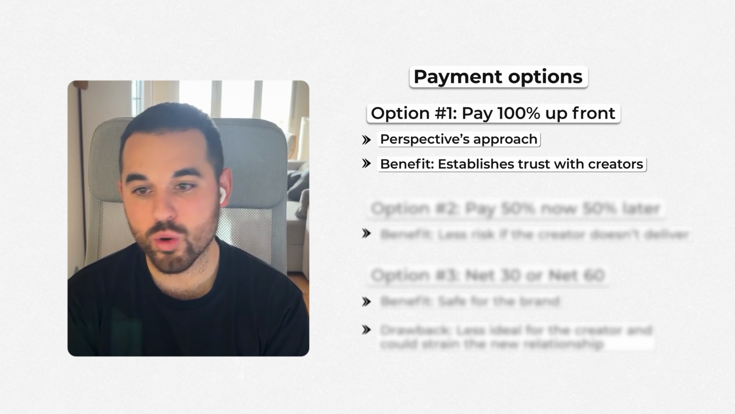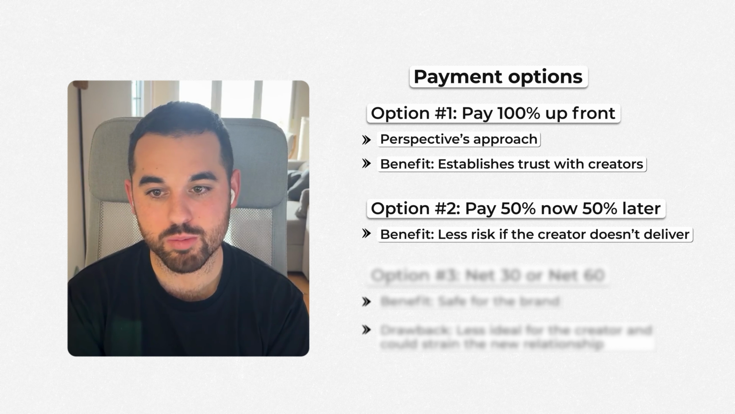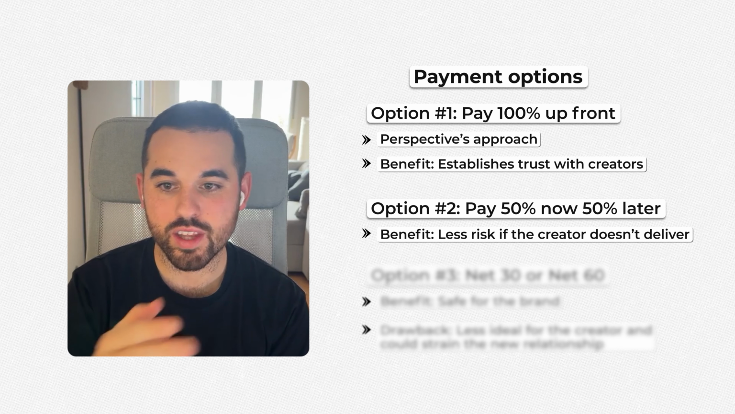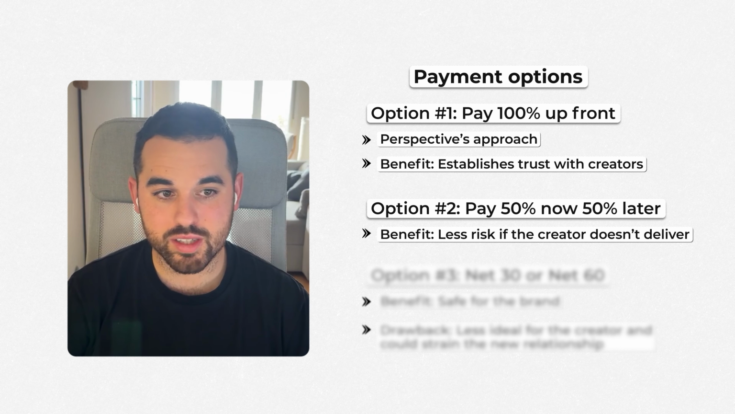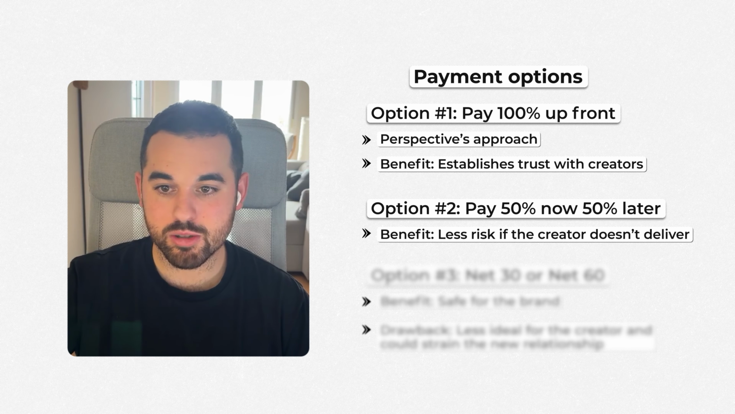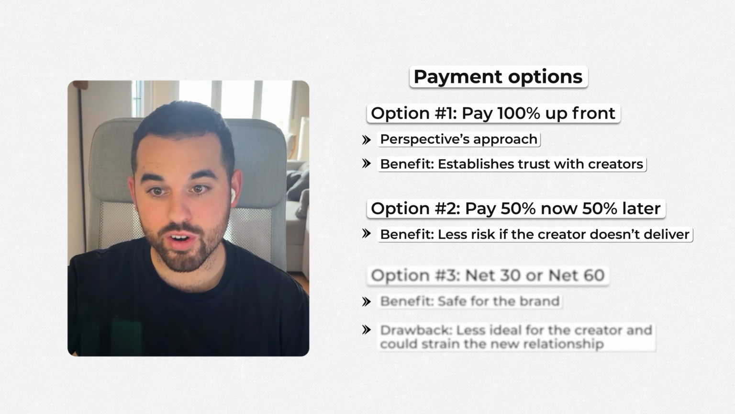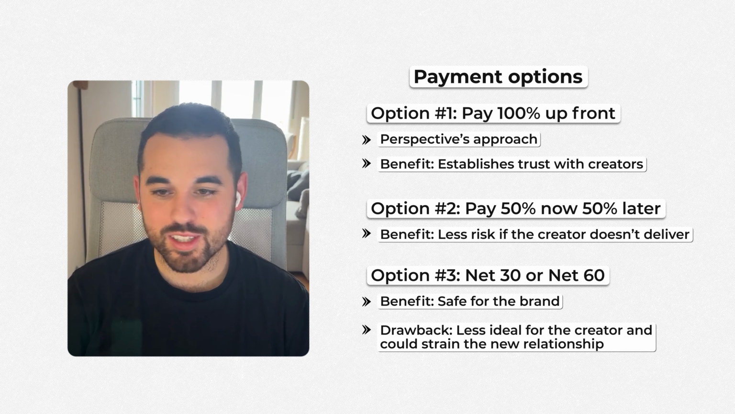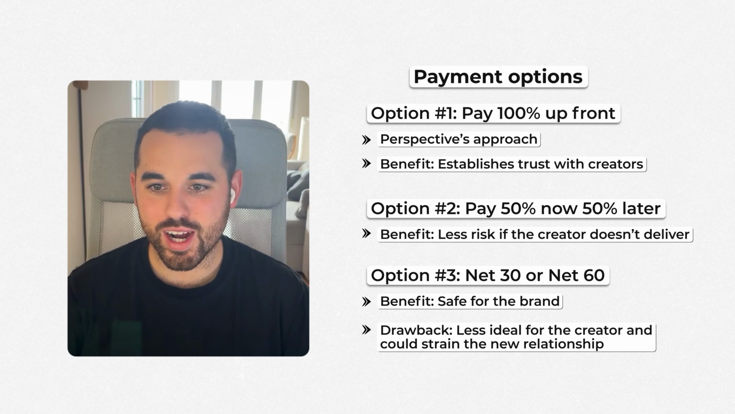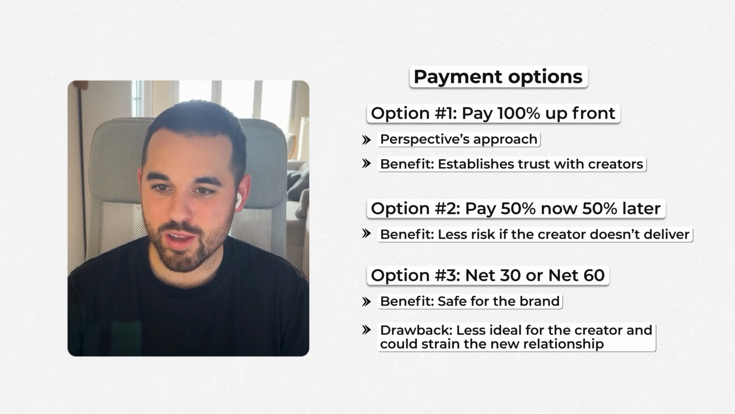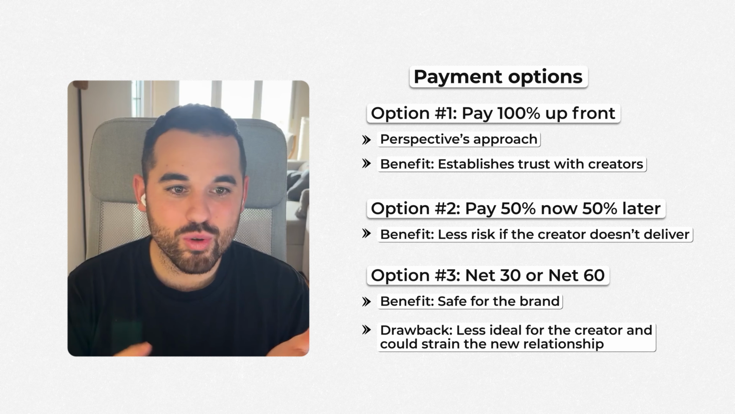Another thing that you can do is pay 50-50: 50% upon signature and then 50% after the piece has been published. A lot of brands also pay after the piece has been published, or even net 30 or net 60. But in those cases, I think it's not the best, because I understand the creator side, and you want to have the money in your account. You want to make sure that the brand is going to pay you. So if you don't want to do full upfront, then at least do 50-50.